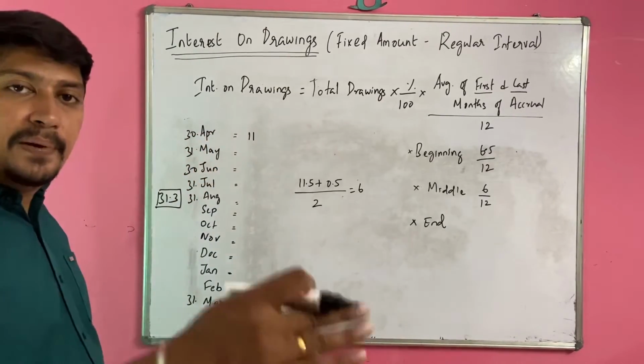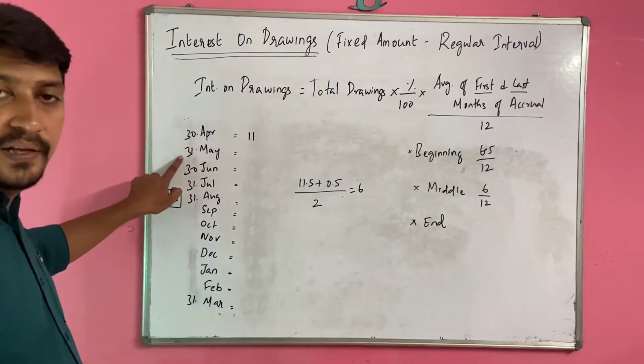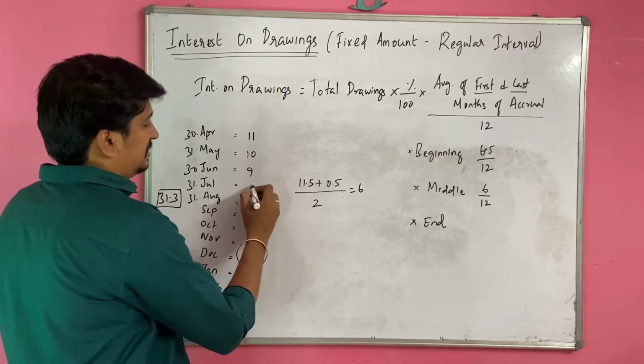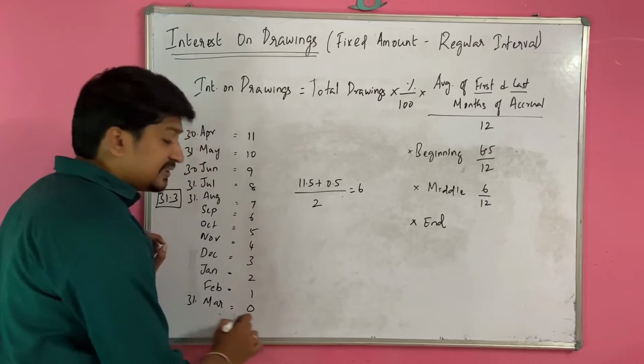Then here April, May are over. The remaining 10 months he used this amount. So for this amount he has to pay 10. And for this amount 9. So similarly it goes on. 2, 1, March 31st will be 0.